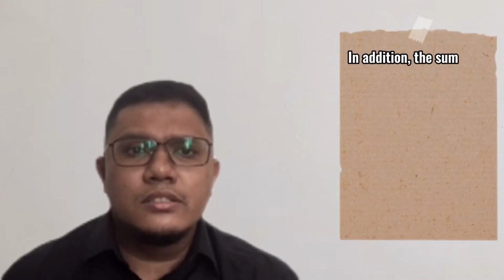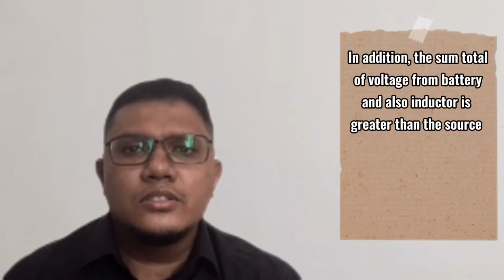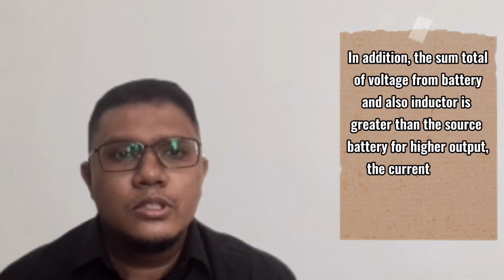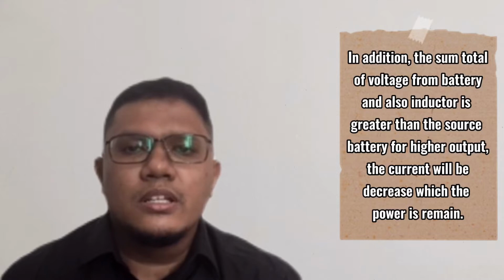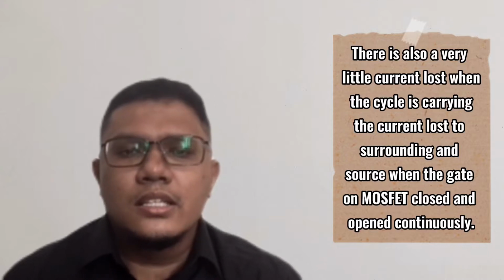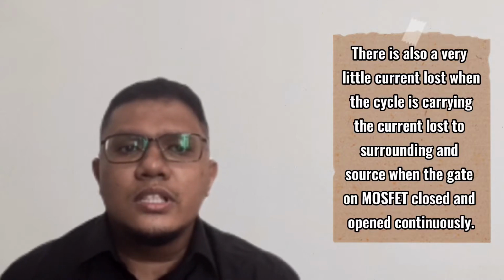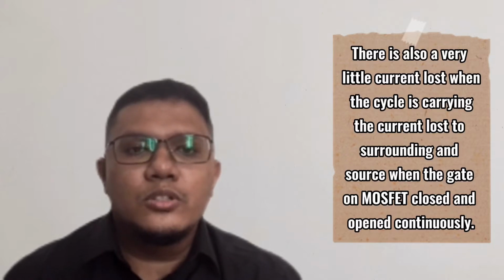In addition, the sum voltage from the battery and the inductor is greater than the source battery voltage, giving a higher output. The current will be decreased, so the power remains. We assume it's 100% efficiency. There is also very little current loss when the cycle is carrying, as current is lost to the surroundings and source when the gate of the MOSFET is closed and opened continuously.